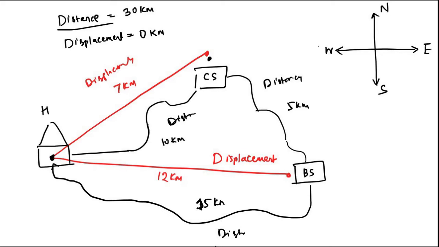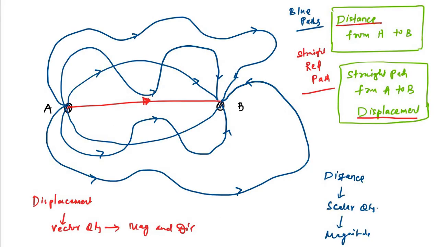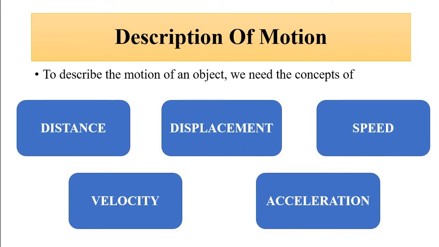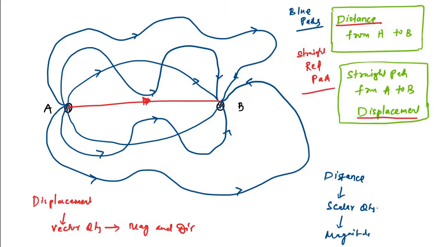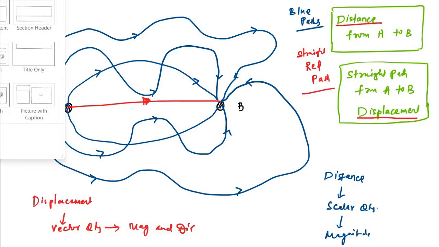So the bookshop and the coffee shop are somewhere here with respect to the house. This is how we will say it, the reference, the basic difference between distance and displacement. So we have covered distance and displacement. Now speed and velocity.